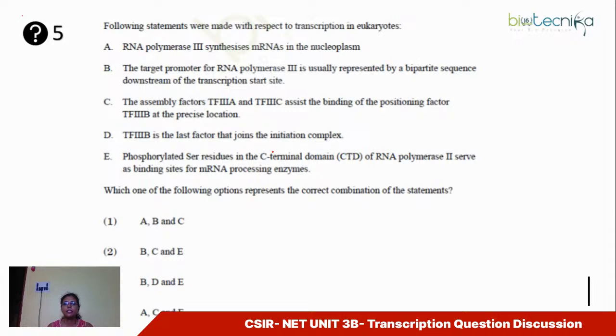The assembly factors TFIIIA and TFIIIC assist the binding of the positioning factor TFIIIB. TFIIIB is the last factor that joins the initiation complex, and phosphorylated serine residues in the C-terminal domain of RNA polymerase II serve as a binding site for mRNA processing enzymes. So you have to find out the correct combination of the statements. So this is all connected to your mRNA transcription initiation. So just recollect that part of your topic, how your eukaryotic transcription initiation takes place.